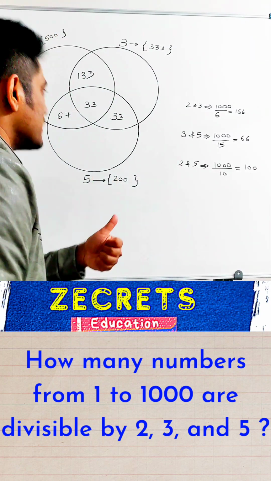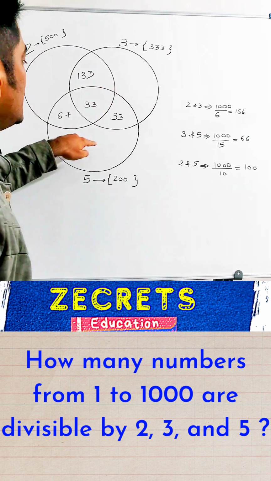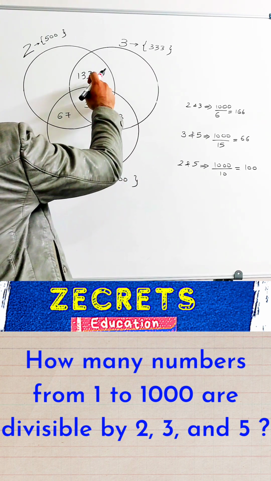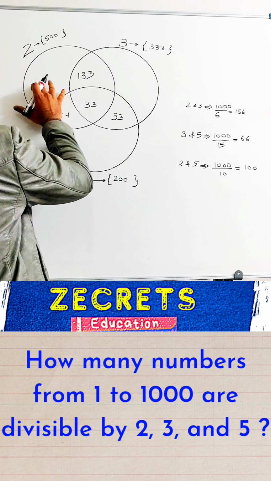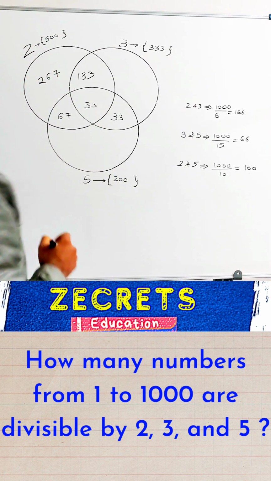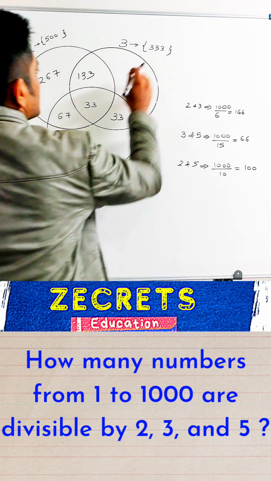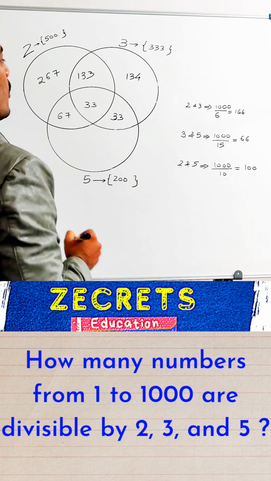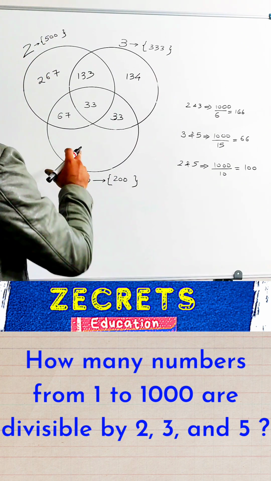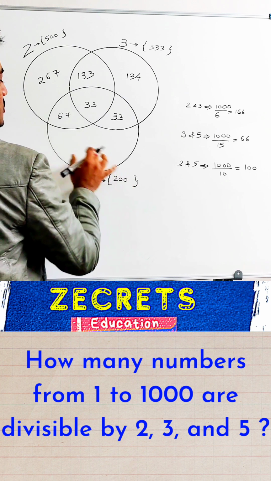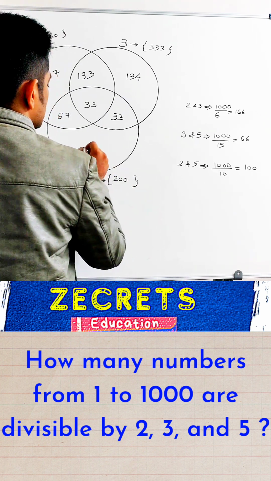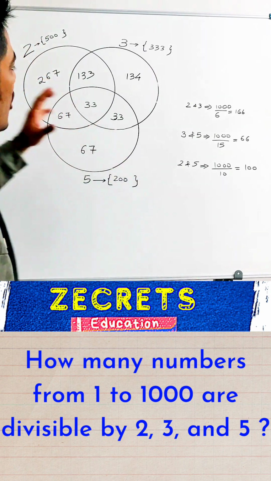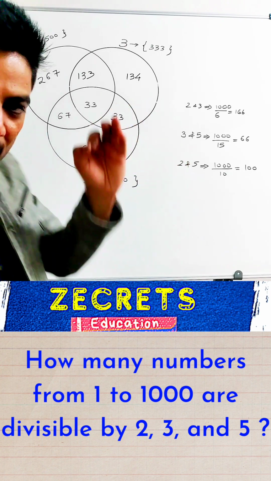And the only part remaining over here is individual values, only individual values. I know that the total number of numbers divisible by 2 was 500, out of which these 3 are gone. So this value becomes 267. This is 333. This becomes 134. Then this entirely was 200. So this will be 67. And as you can see, I've got each and every individual value from 1 to 1000.